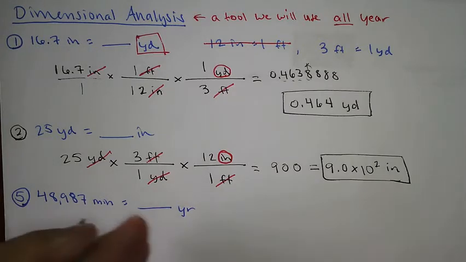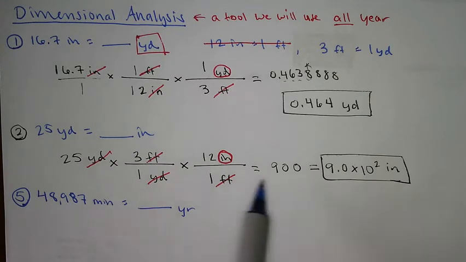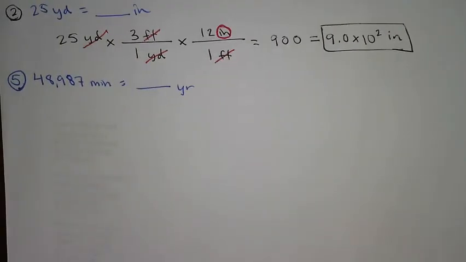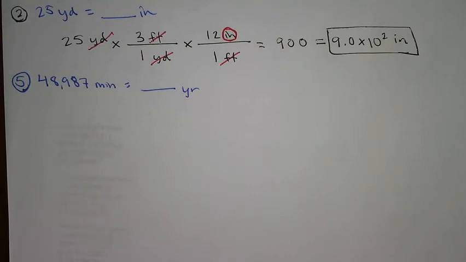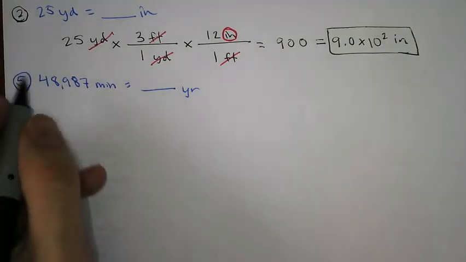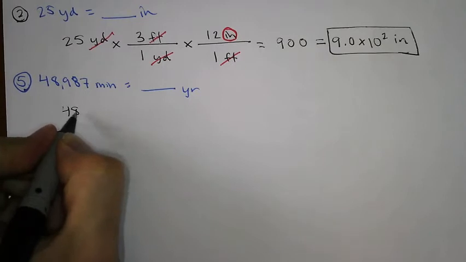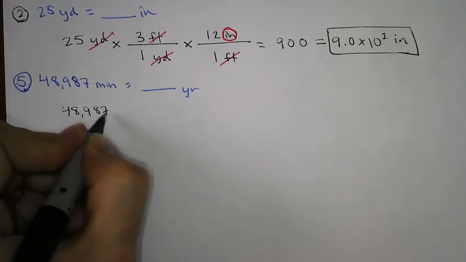Let's find out, though. Because remember, they're the same, right? Just like 25 yards and 900 inches is the same. Just measuring it differently. So let's dive in. I'm going to start with minutes, and I'm not going to stop till I get to years. 48,987 minutes.